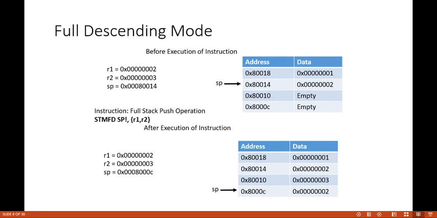Now what will happen in full descending mode? In case of full descending mode, it will go on decrementing by 4. So you can see that before execution it was pointing to 14. Now it is pointing to the C. But remember, in the current location you are not storing anything. The next location is empty. So in case of full descending mode, it is pointing to the current location which is holding some data. So it will not store anything in the current location.